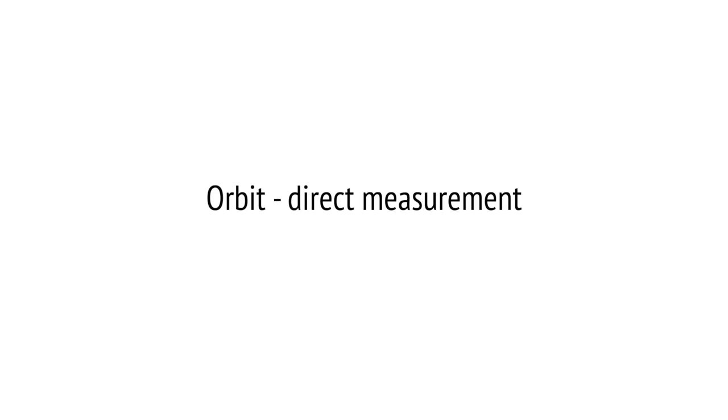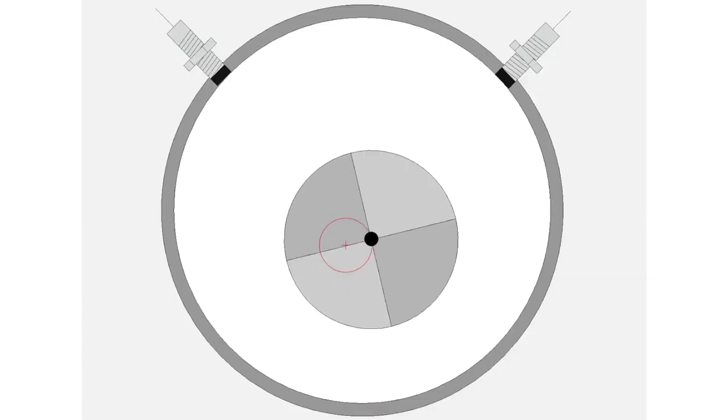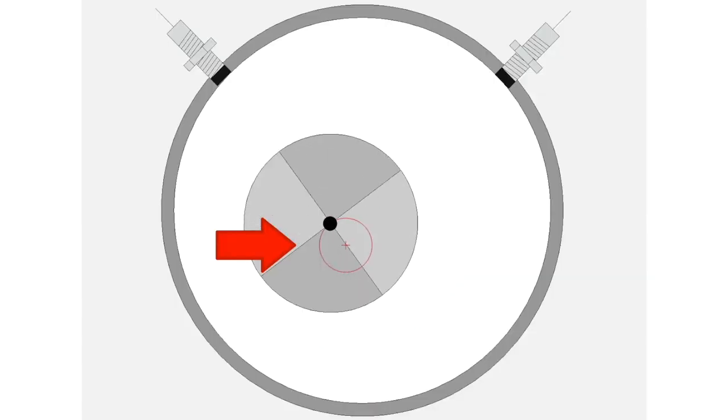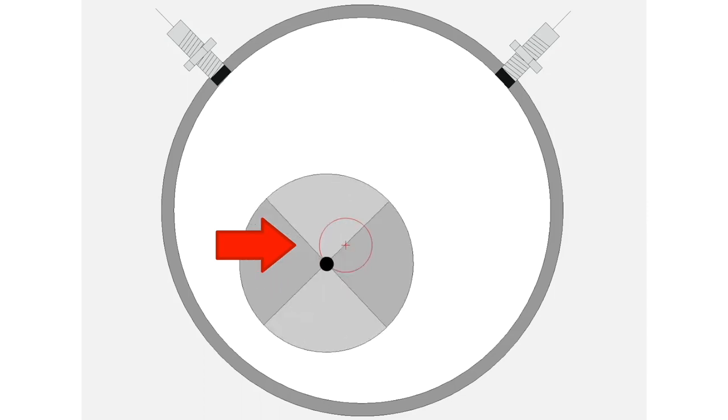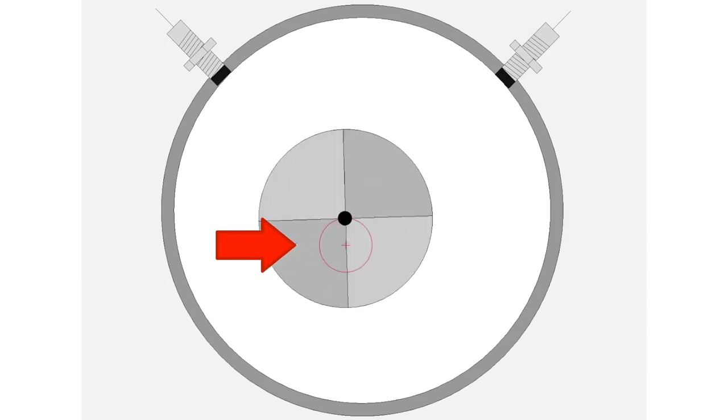The orbit is the measurement of the shaft vibration around its position in bearing. We need to define A and B sensors. Be careful to set it correctly according to the direction of rotation. We can see here the red circle. It is the orbit. It displays the circular motion of shaft center.